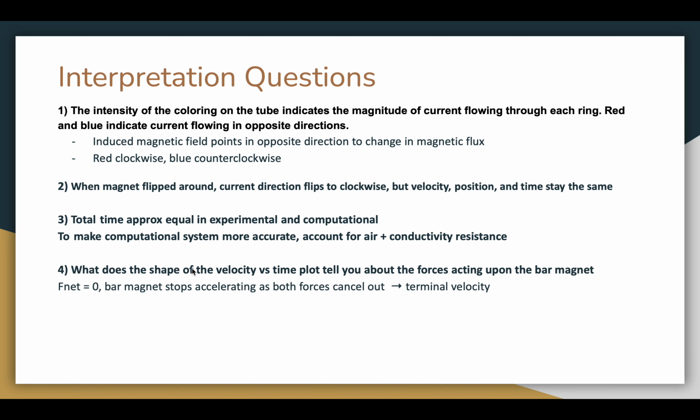The shape of the velocity versus time plot tells us that the magnetic and gravitational forces acting upon the bar magnet eventually cancel out to give us a net force of 0, as the bar magnet stops accelerating when the forces are equal, which is when it is at terminal velocity.